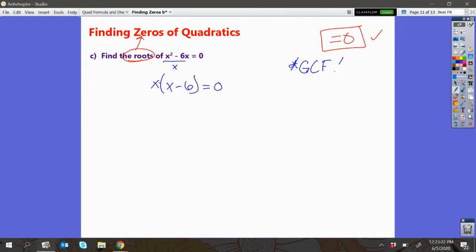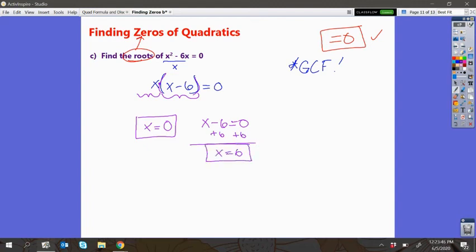I'm doing x times this binomial. So that means that either one of these two pieces has to be equal to 0. So either x is equal to 0 or x minus 6 is equal to 0. This is already solved. It says x equals 0. But this one, I do have to do a one-step equation to get x equals 6. So that means that the roots or the zeros or the solutions to this quadratic is 0 and 6.